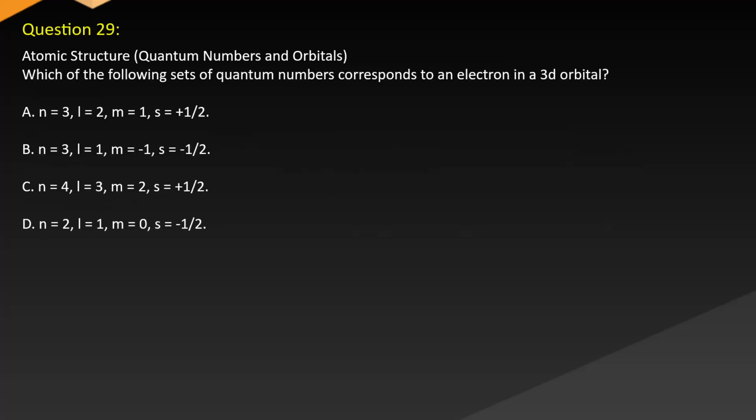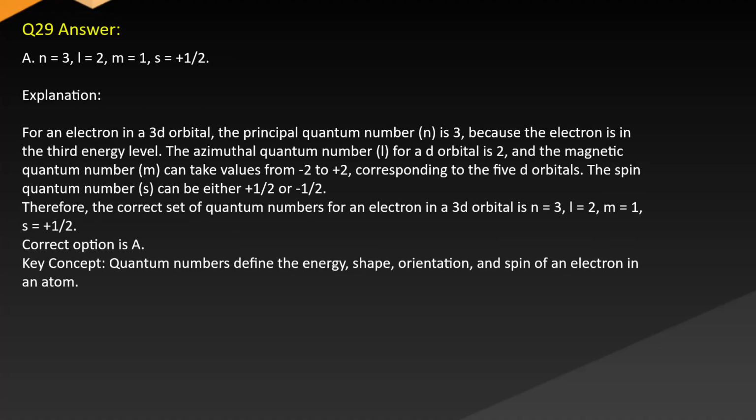Question 29. Atomic structure, quantum numbers and orbitals. Which of the following sets of quantum numbers corresponds to an electron in a 3d orbital? A. n equals 3, l equals 1, m equals 1, s equals plus 1/2. B. n equals 3, l equals 1, m equals negative 1, s equals negative 1/2. Answer: n equals 3, l equals 2, m equals 1, s equals plus 1/2.